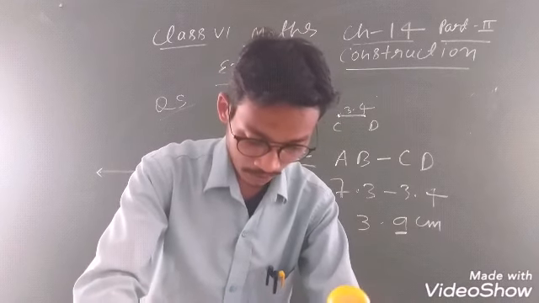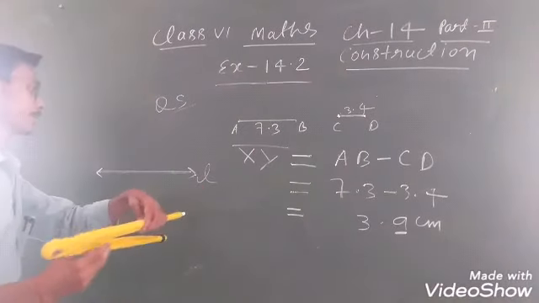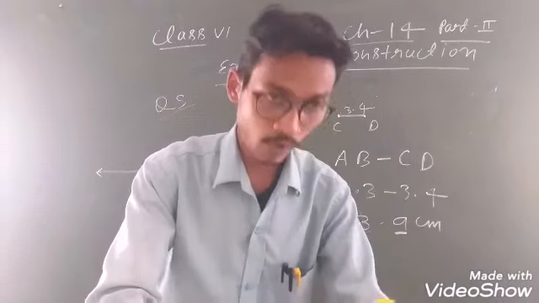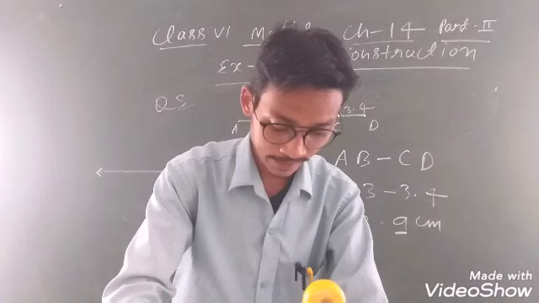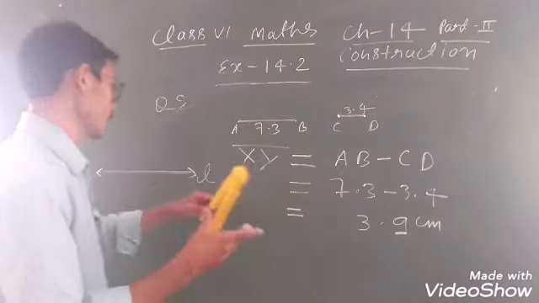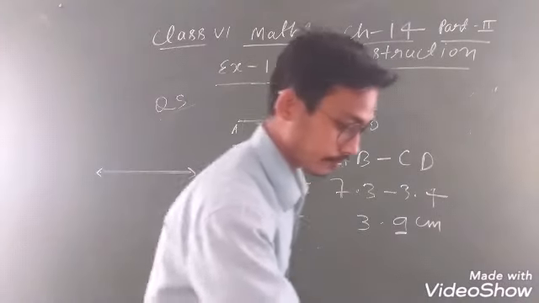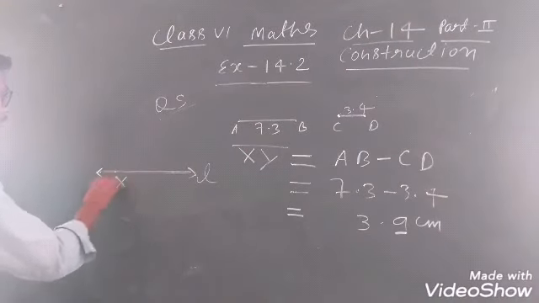Mark a point from 0 and 3.7. So 3.7 is coming, 3.9 sorry, 3.9. So look, one pointer should be on 0 and another pointer will be on 3.9. Okay? So this is our 3.9. So let us assume this is our XY. So this is our X.